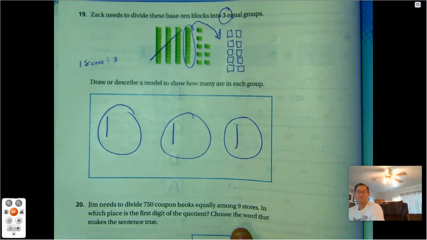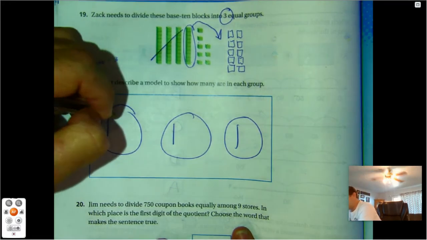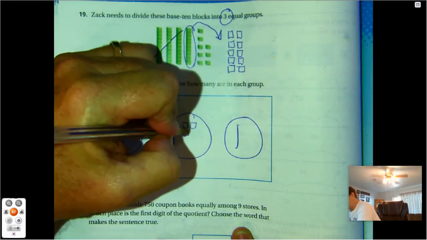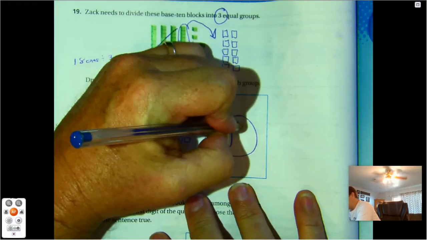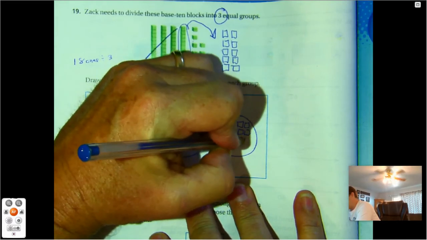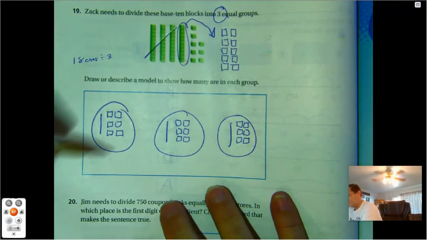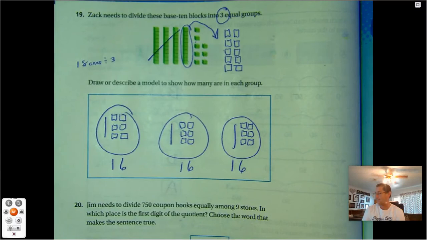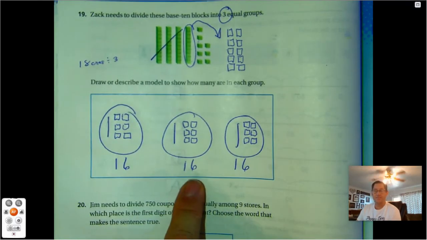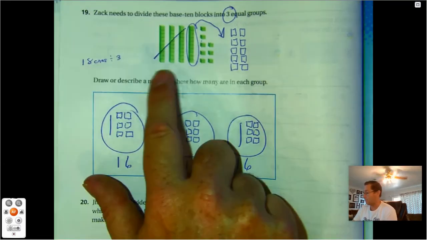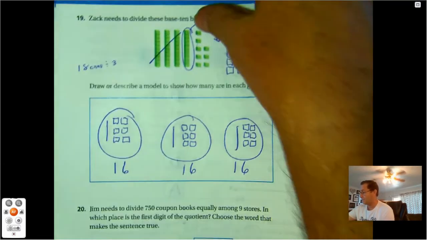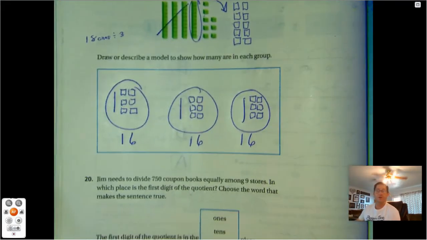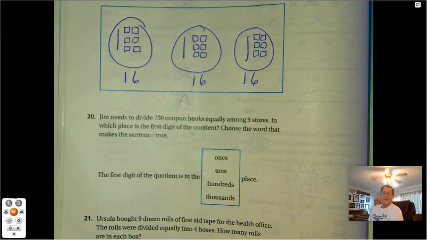3 times 6 is 18. 6, 12, 18. 18 ones, so each group has 16. Okay. 16 and 16 is 32. 32 and 16 is 48. Is that what we started with? 10, 20, 30, 40, 41, 42, 43, 44, 45, 46, 47, 48. Yep. So that'll work.